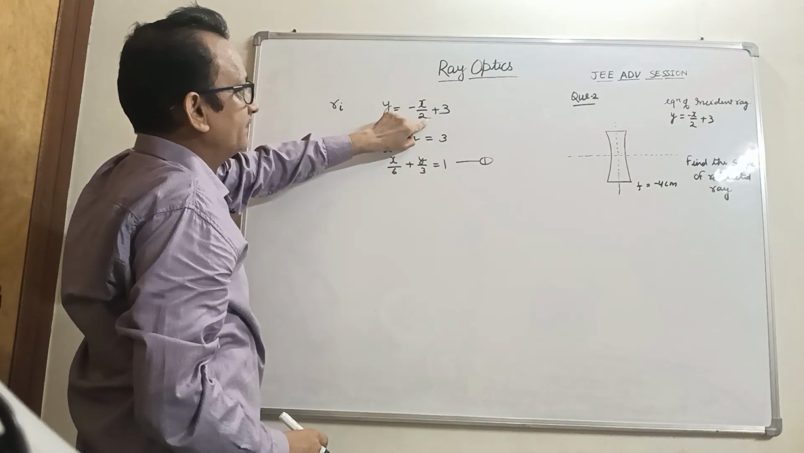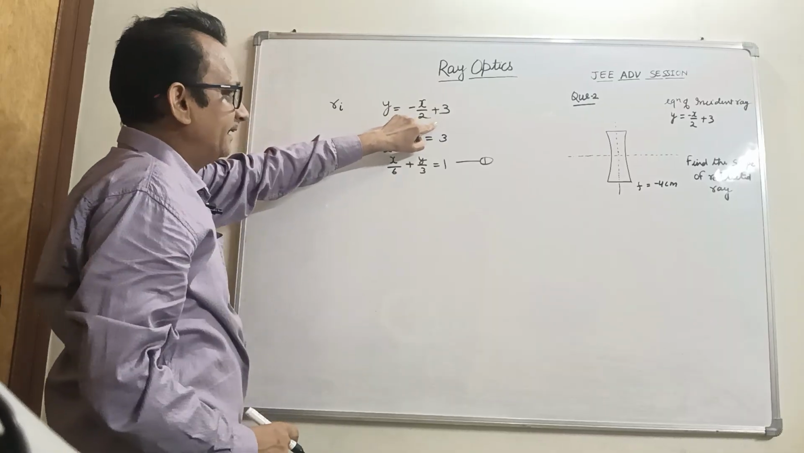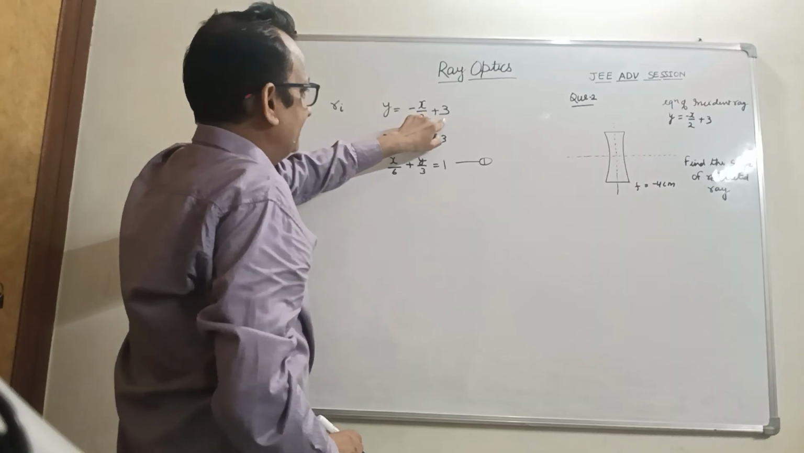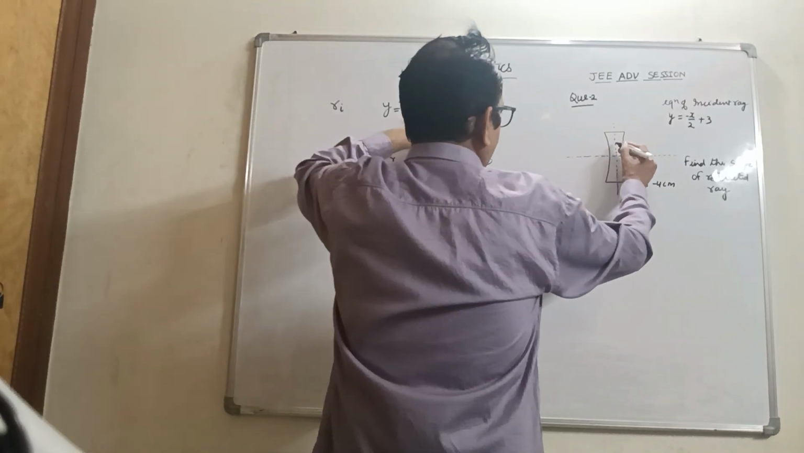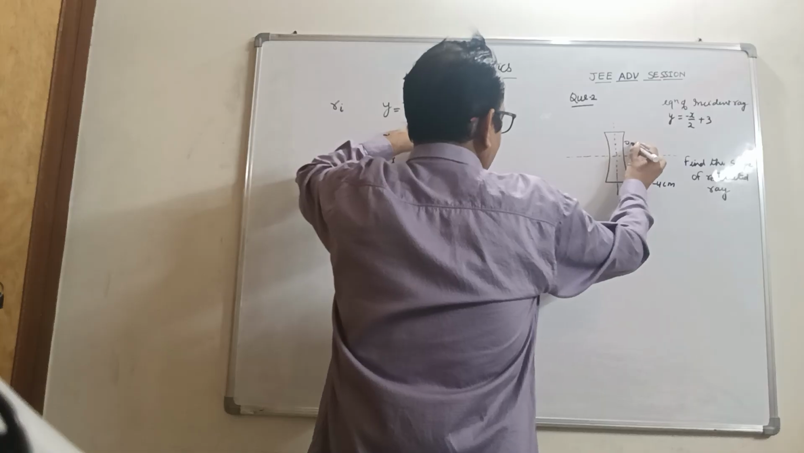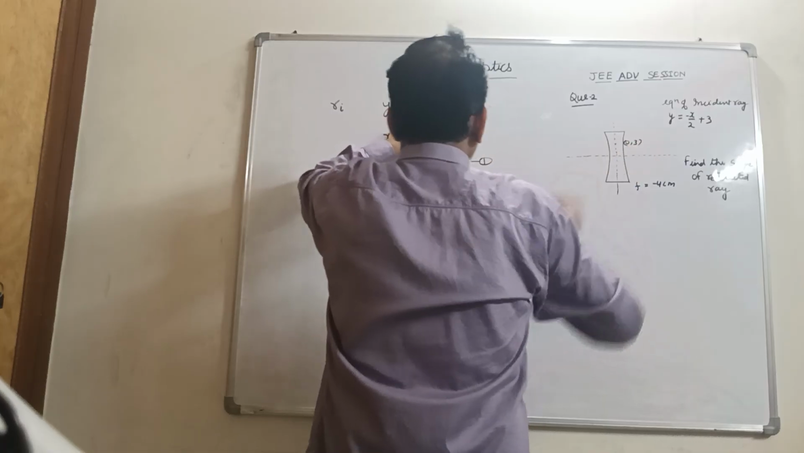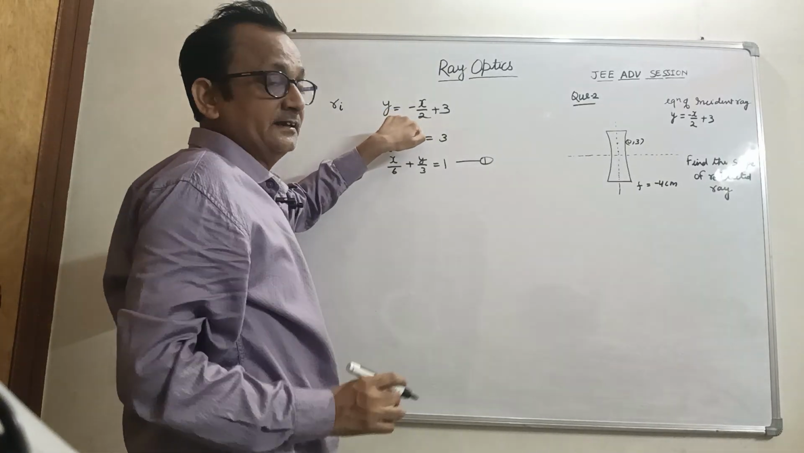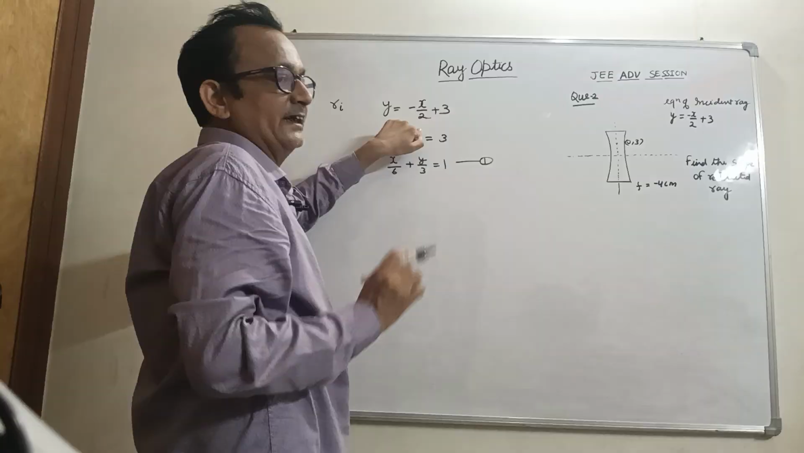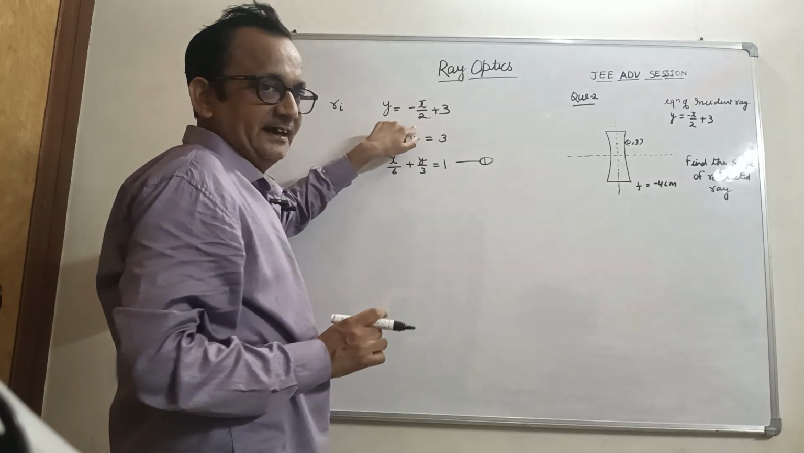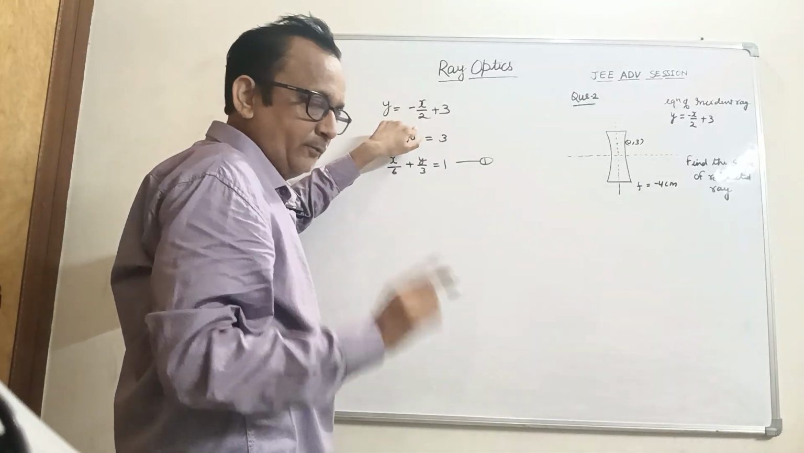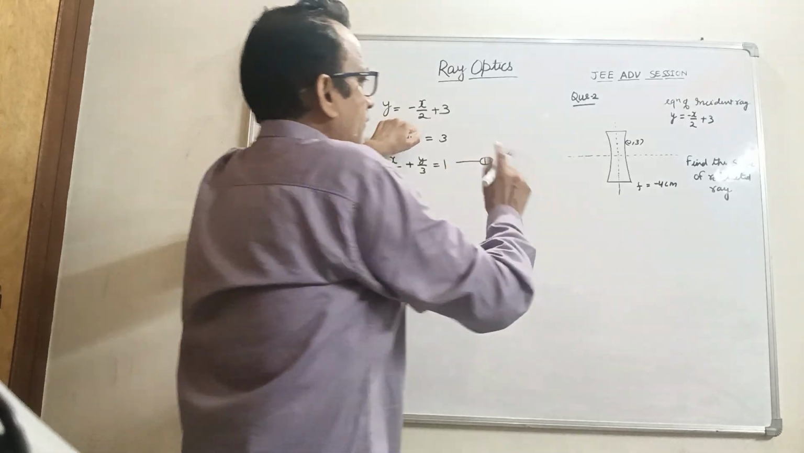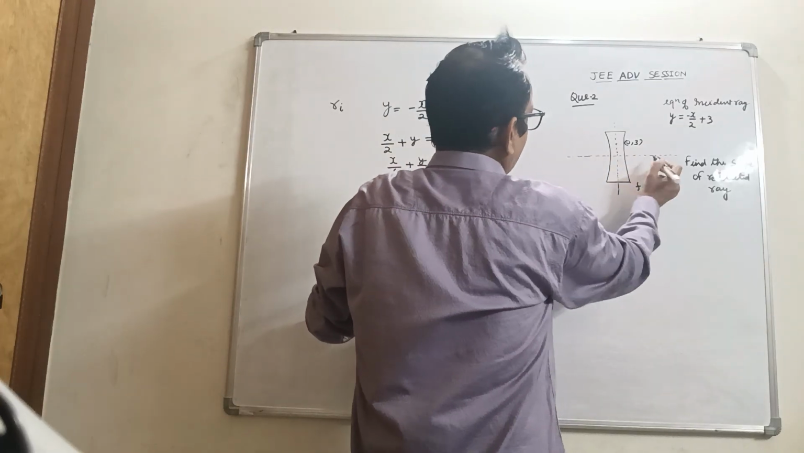By this equation we can also draw the incident ray. The intercept on the y-axis is 3, so this is the point (0, 3) on the y-axis, and the slope is negative. This means this line is making an obtuse angle with the x-axis. If the slope is negative, the angle will be obtuse. If the slope is positive, the angle would be acute.